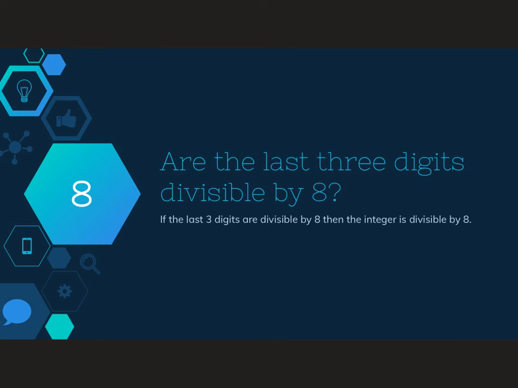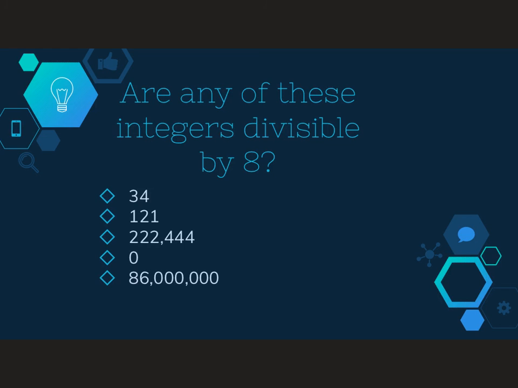For 8, a number is divisible by 8 if the last 3 digits are divisible by 8. So if the last 3 digits are divisible by 8, then the whole integer is. So are these divisible by 8? Well, 34, it doesn't have 3 digits to end, but you should know, is 34 divisible by 8? No, because 8 times 4 is 32, so that's not going to work.